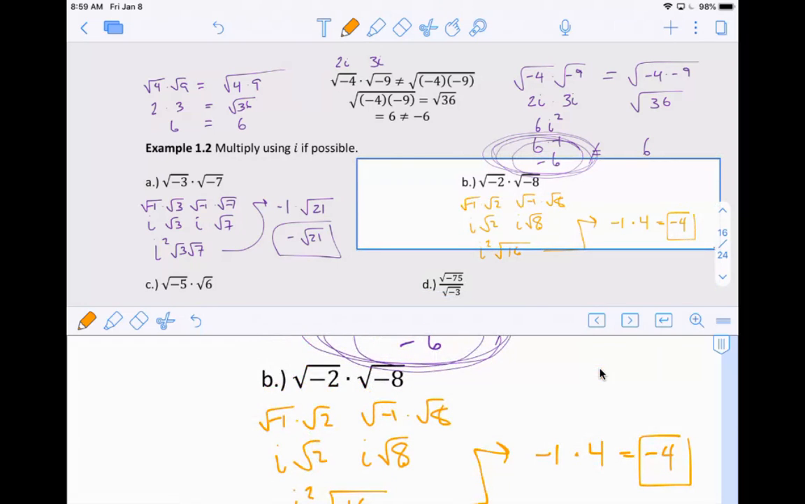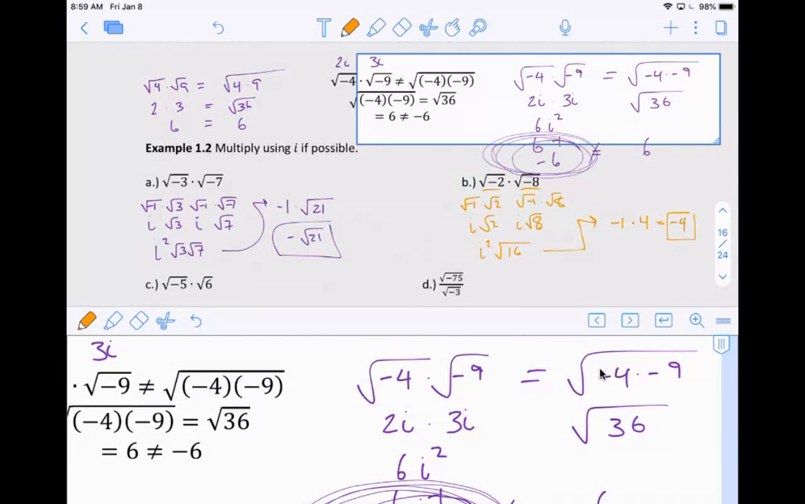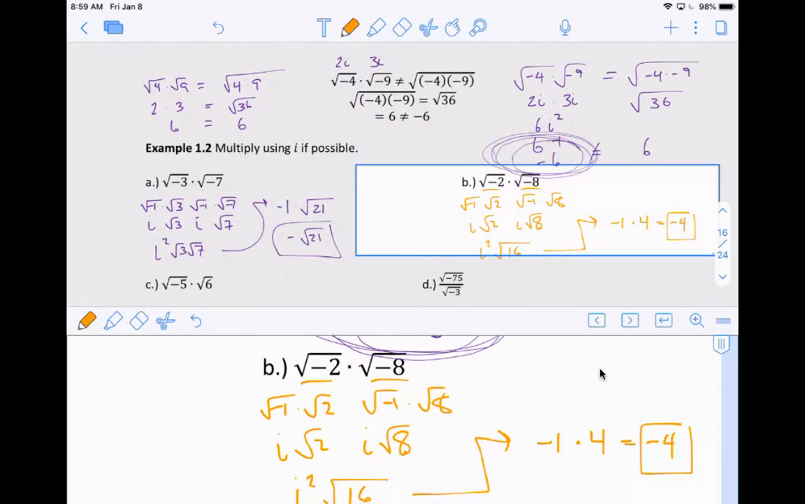But notice, neither one of these actually started as a square, right? Whereas in the first one, 4 and 9 are both squares. So you have to make sure that when you multiply, you consider that square at the end as well.